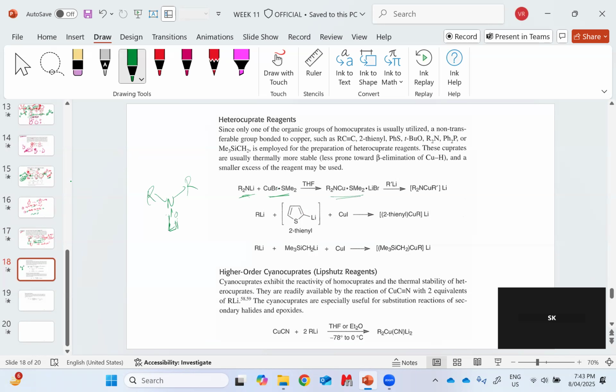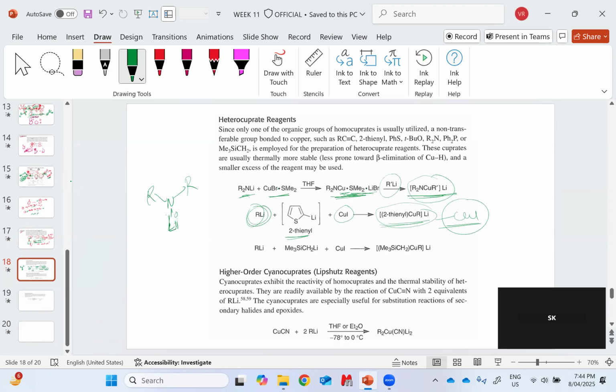It gives the formation of the R2N Cu DMS complex with the LiBr salt, and further on treatment with organolithium or alkyl lithium, it gives the formation of R2NCu R' lithium. So that entire complex we can prepare by this method. If you look at some examples, this is an example: alkyl lithium with the 2-thienyl, and this is the lithiated salt, and further treated with the copper iodide. It gives the formation of the 2-thienyl copper, and this R comes from this alkyl lithium, and the entire salt with the lithium. So that's the copper reagent we can form by this method.